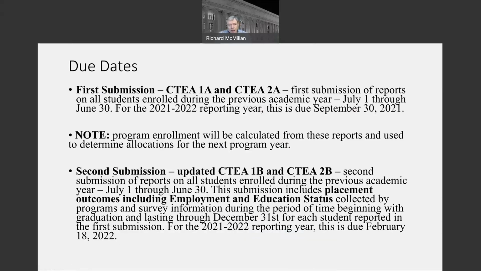Due dates. The first submission, CTEA 1A and CTEA 2A. First submission of reports on all students enrolled during the previous academic year, July 1 through June 30th. For the 2021-2022 reporting year, this is due September 30th, 2021. Note, program enrollment will be calculated from these reports and used to determine allocations for the next program year.